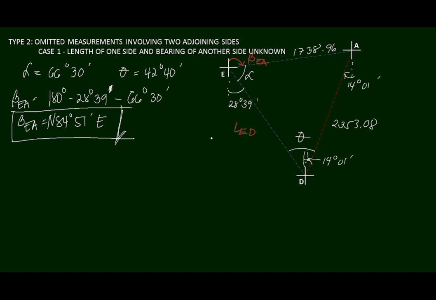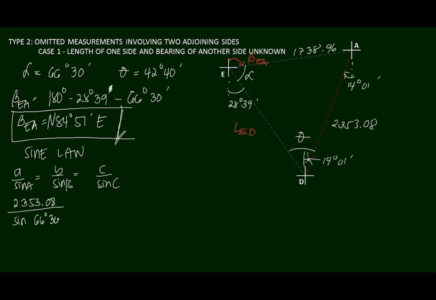So, again, it's your choice if you want to use the cosine law or the sine law, pero ayaw kong pahirapin yung sarili ko. I'm going to choose, again, still, my sine law. So, ang gusto kong hanapin ay yung length ni ED. So, I'm going to simply use A over sine of A is equal to B over sine of B, that is equal to C over sine of C. So, bahala kayo kung ano yung A, B, and C ninyo. So, kanina I used A as the DA, that is 2,353.08 over sine. The angle opposite DA is your alpha, which is 66 degrees 30 minutes.